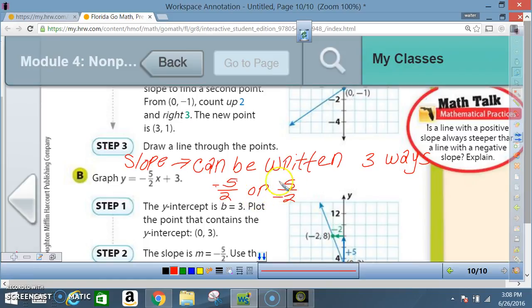We're going to show you that in a couple of seconds. But for right now, write this down and make sure this is in your notes. Negative 5 is my rise. Positive 2 is my run. In this case, positive 5 is my rise and negative 2 is my run.